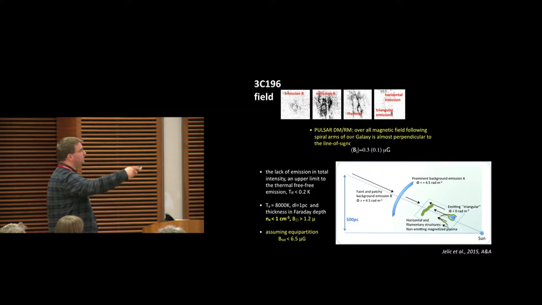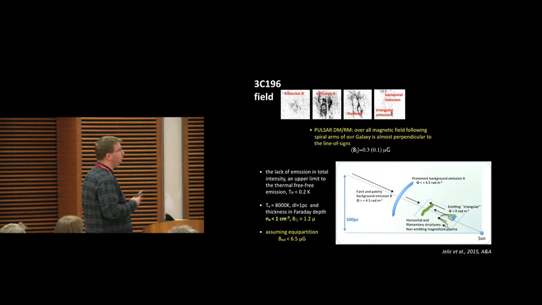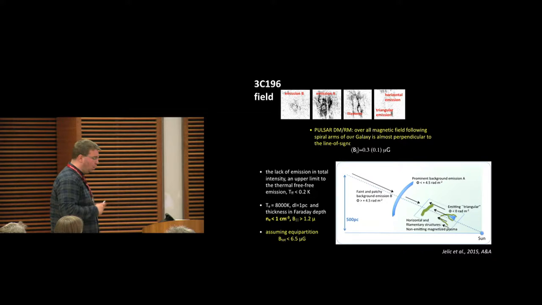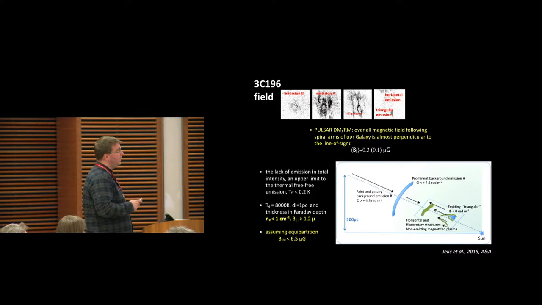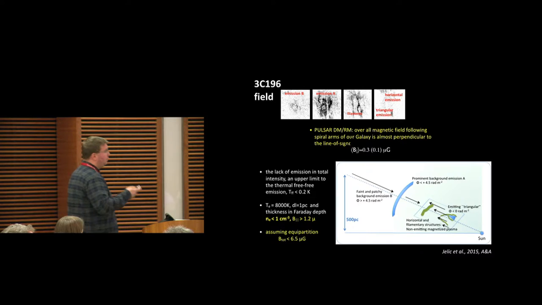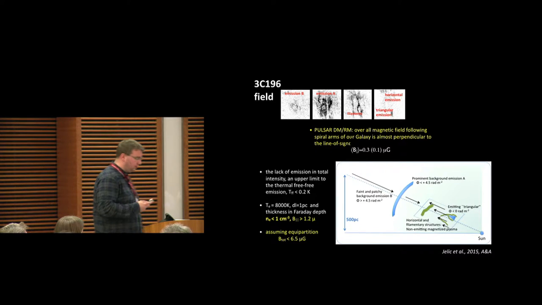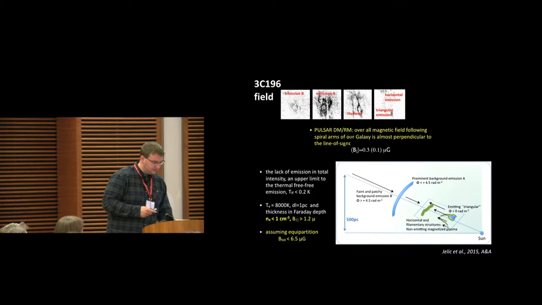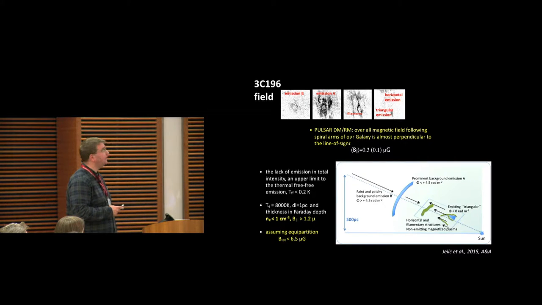And then using all kinds of assumptions, you can also put a constraint on the properties of a magnetic field within this field. For example, here we see that we have a gradient of magnetic field and also magnetic field reversal. And then further, you can put upper or lower limits on certain physical properties of the ISM.